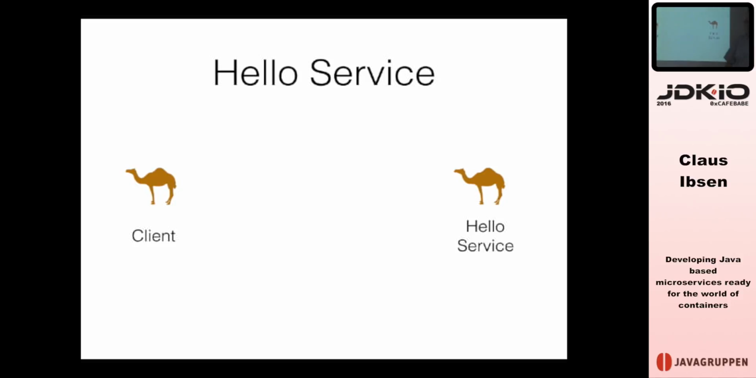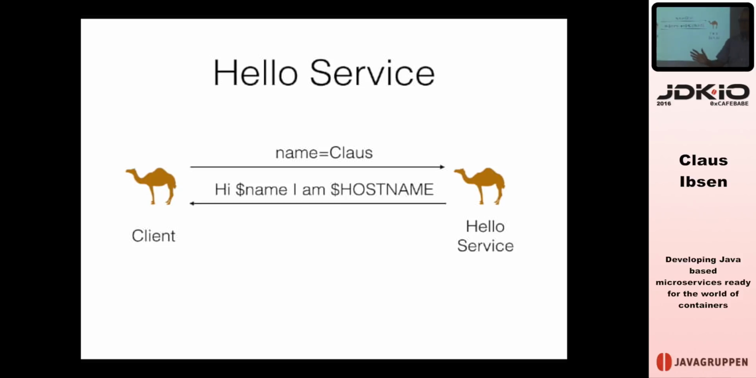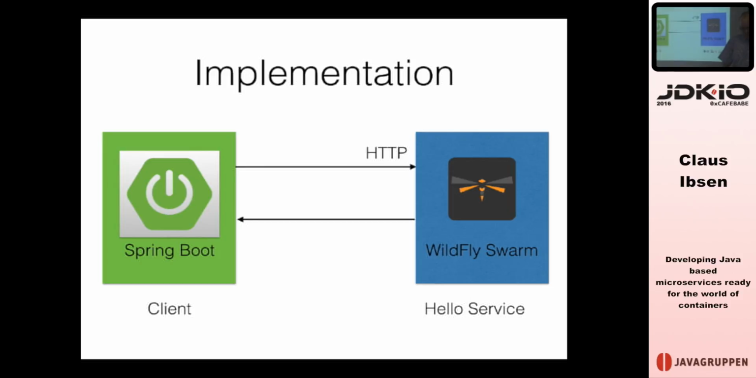So let's build a very simple service, a hello service. We have an application that exposes a service and a client that can call the service. You call it with something, and the service will send a message back. And because it's a clustered world, we use the host name as part of the response, just to see that it can run on different hosts.